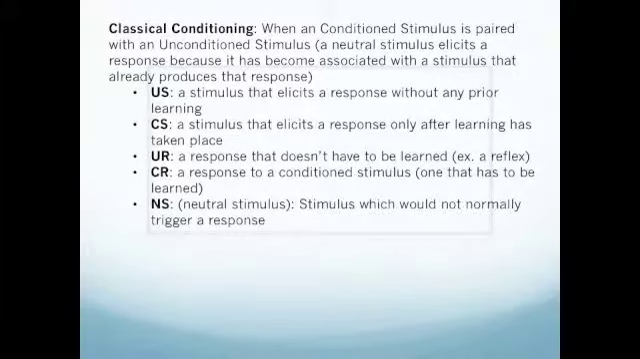Classical conditioning occurs when a conditioned stimulus is paired with an unconditioned stimulus. A neutral stimulus elicits a response because it has become associated with a stimulus that already produces that response. An unconditioned stimulus is one that elicits a response without any prior learning. A conditioned stimulus is a stimulus that elicits a response only after learning has taken place.